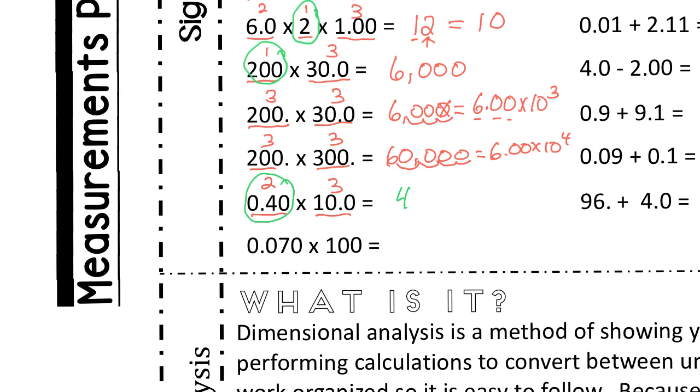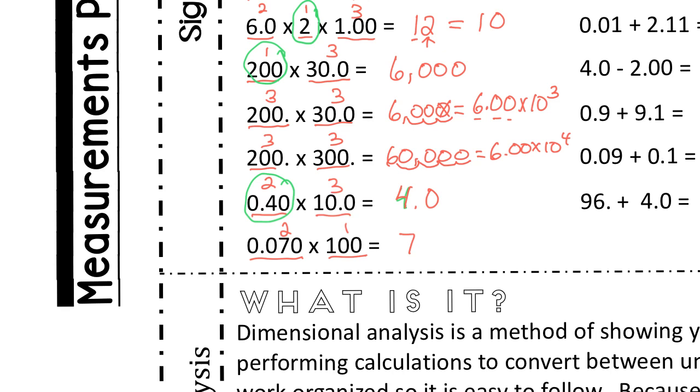But I have to have 2 significant figures. So in this case, I'm going to put 4.0. So I can add that 0 in so that it has the right number of significant figures. This one has 2 significant figures. This one has 1 significant figure. When I put it in the calculator, I get 0.070 times 100, and my answer is 7.